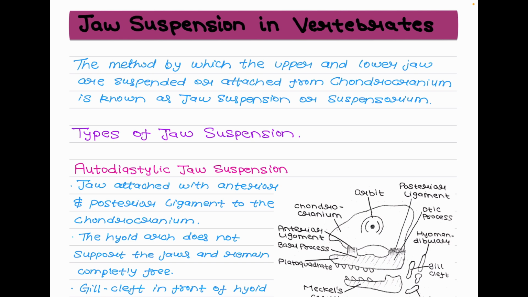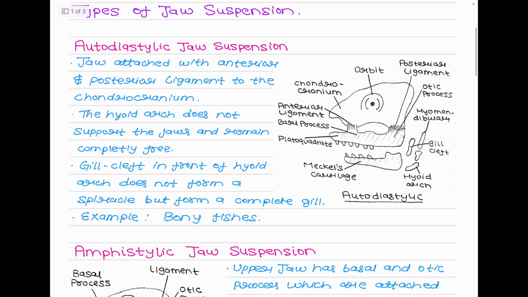First one is Autodiastylic Jaw Suspension. The jaws are attached to the chondrocranium by anterior and posterior ligaments. The hyoid arch does not support the jaws and remains completely free. A complete gill cleft is present in front of the hyoid arch, usually forming a spiracle. Key structures include the basal process, otic process, Meckel's cartilage, and palatoquadrate. This is considered the most primitive type of jaw suspension, and it does not involve the hyoid arch at all. And this is found in some primitive bony fishes.